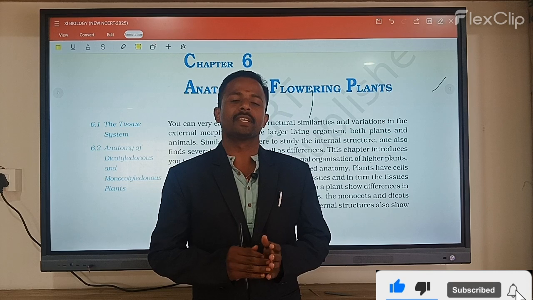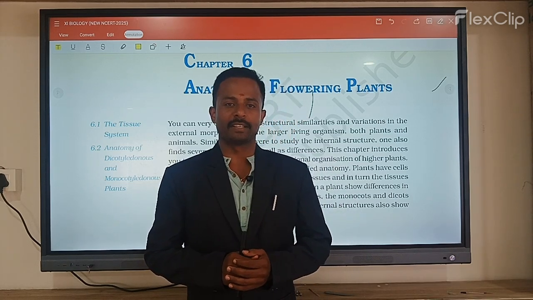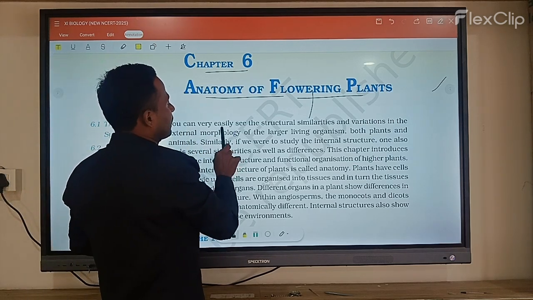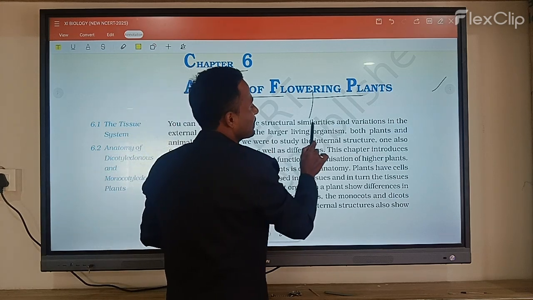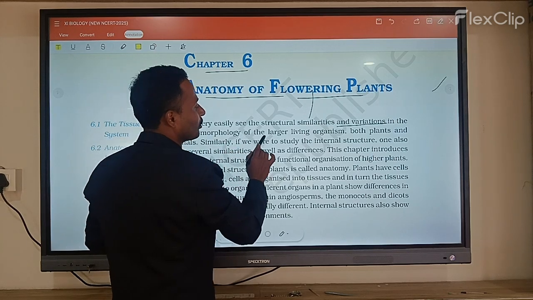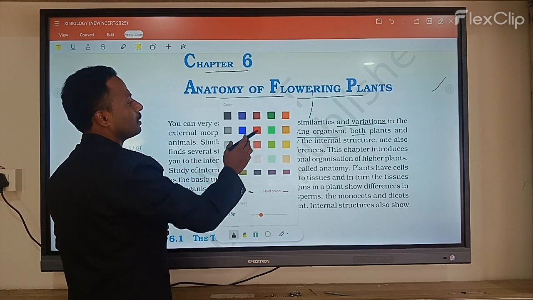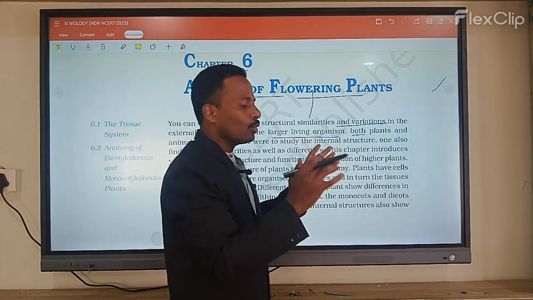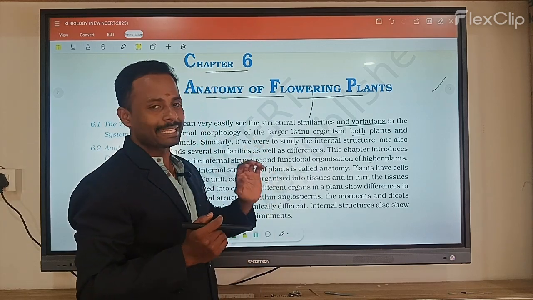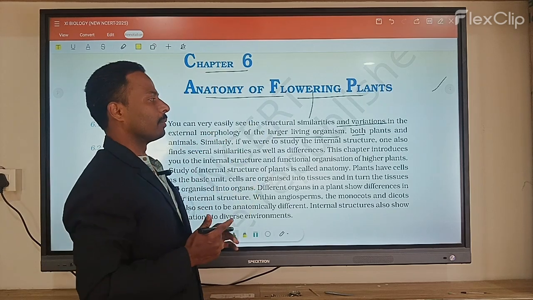For this section, we will discuss NCERT Class 11, the chapter Anatomy of Flowering Plants. You can very easily see the structural similarities and variations in the external morphology of large living organisms, both plants and animals. When you take any large organism, based on the external characters, we can easily separate whether it is a plant or an animal.